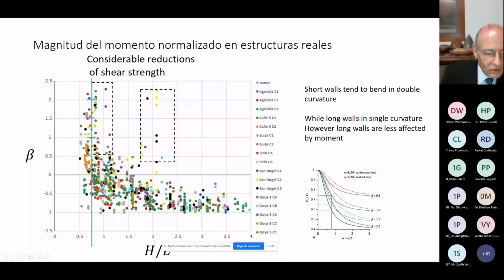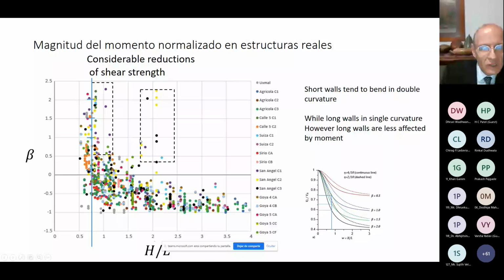But observe the aspect ratios, because for very long walls, even if you have large moments, the effect of the moment is very small. The important effect is around these points and these ones, because they are more or less slender, nearly squared walls, but have large normalized moments. If you see the predictions, this blue line is the aspect ratio. For these normalized moments, you can find reductions of, for example, 25% if you have a beta of 1. Beta of 1, yes, we have some points here.